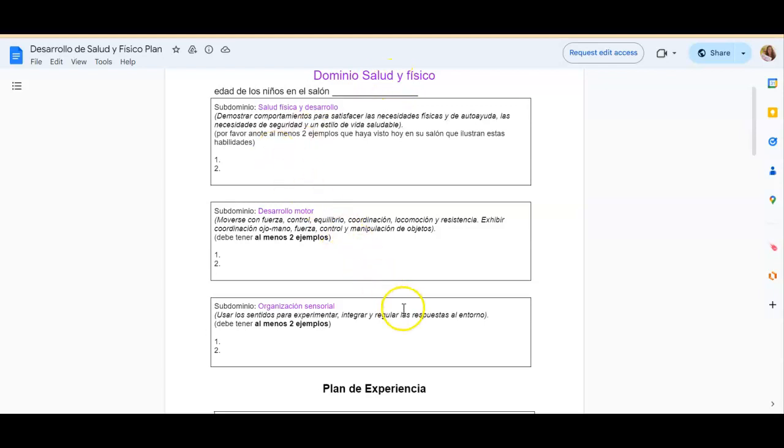So again, I don't need it to be a specific child. It can be any one of the kids, anything you see related to the subdomain. I want you to write it down and fill it out. Okay, so there's no focus child, there's no specific this or specific that. It's any example that you would see on Friday or the day that you're at your practicum placement.